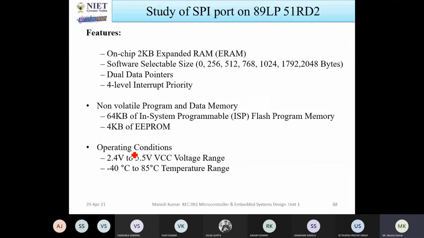Okay, so the next is, in any microcontroller, all of you know that at the time of manufacturing, the RAM and ROM will be decided, and these are also manufactured in the same IC. But in the case of 89LP51RD2, one advantage is there. The advantage is you can add 2 KB expanded RAM, 2 kilobyte expanded RAM. You can add extra RAM. But in general, in microcontrollers, you can't interface RAM. You can't increase the RAM.